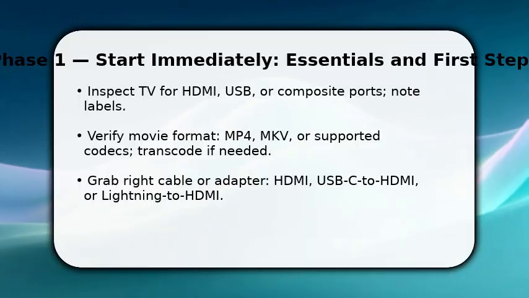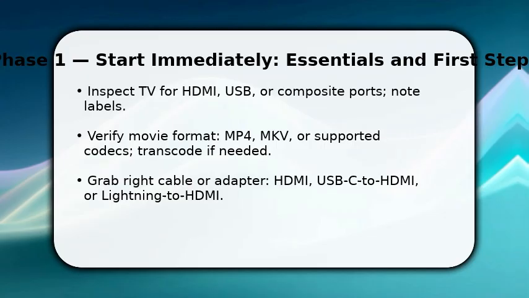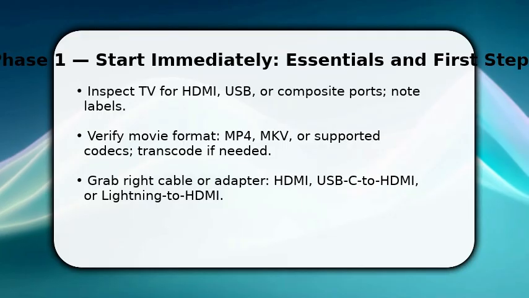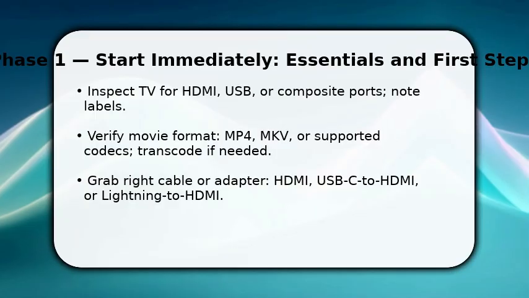You begin by confirming compatibility and preparing your source. This saves time and frustration. First, locate the TV input you will use. HDMI is preferred for video and audio in one cable. Next, make sure the movie file uses a supported container and codec.